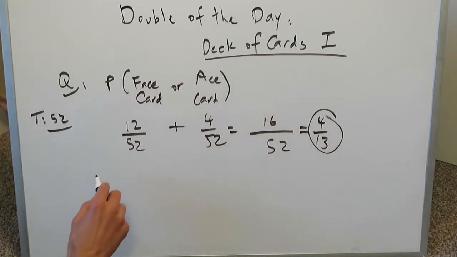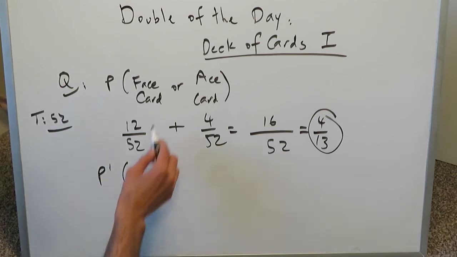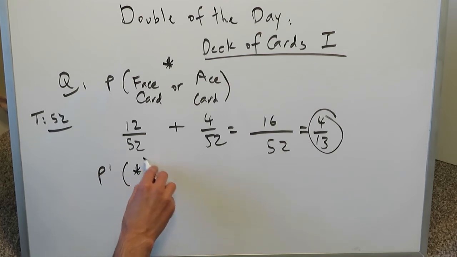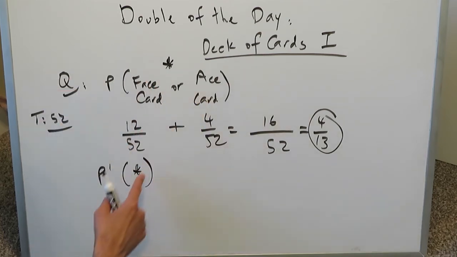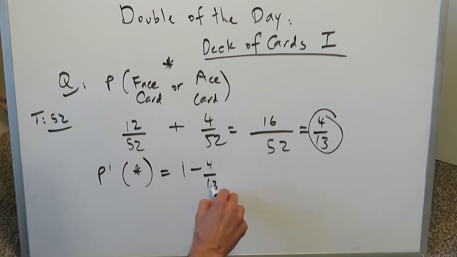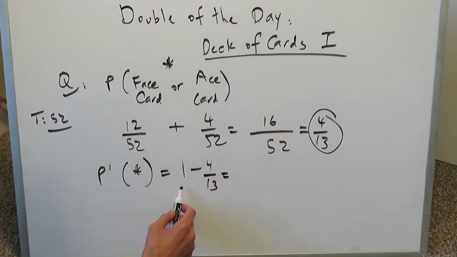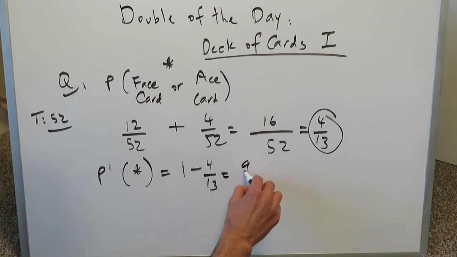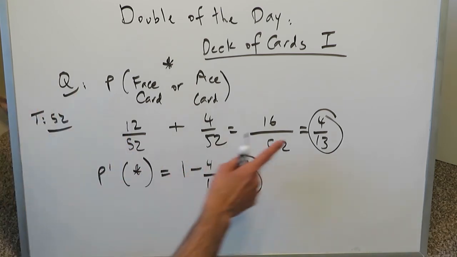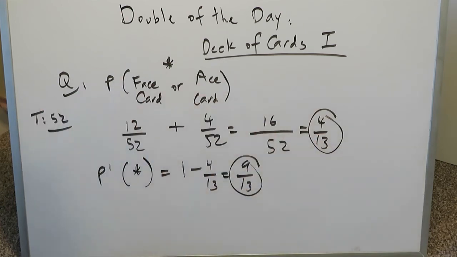But if the question was, what's the probability of not doing this? Let's just put a little asterisk over here. What's the probability of not picking a face card or an ace card? It would be 1 minus that. 1 minus 4 over 13. And you can do 13 divided by 13. Minus 4 over 13, you'll have 9 over 13, and that would be the probability of this event not occurring. Here would be the probability of the event occurring.